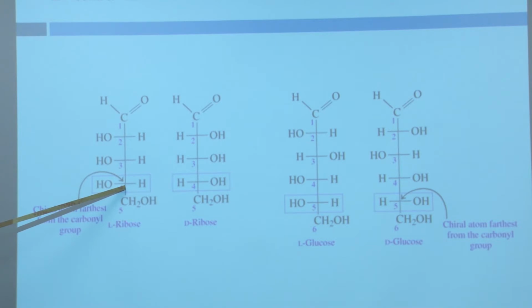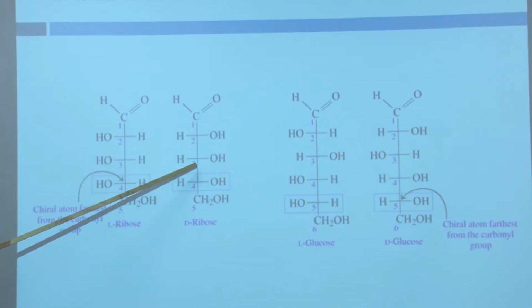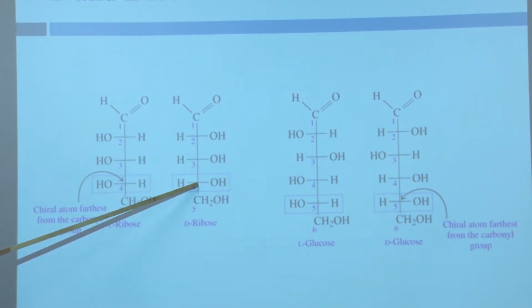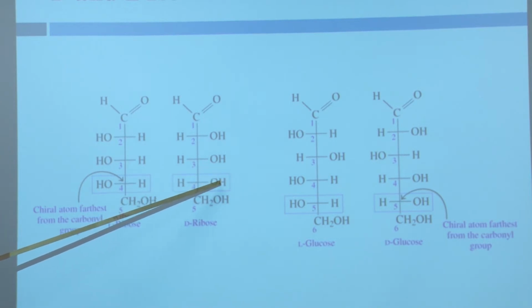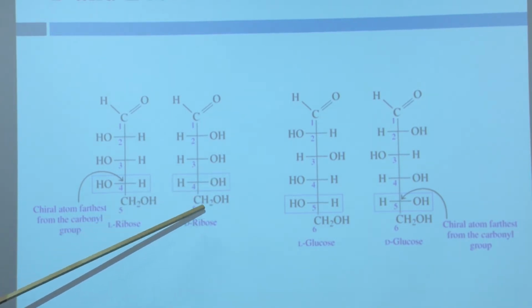So in this carbon, the chiral carbon atom furthest away from the carbonyl group, the OH is to the left, L. For the carbon atom furthest from the carbonyl group, the OH to the right is D.